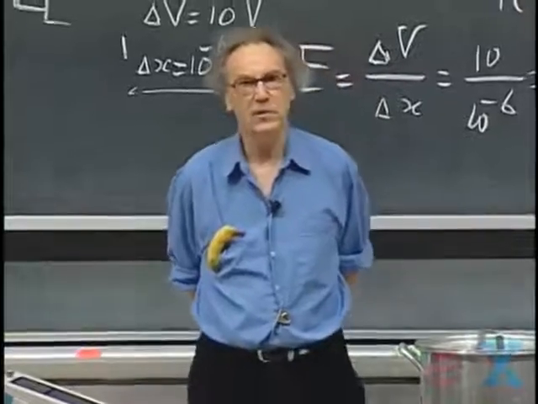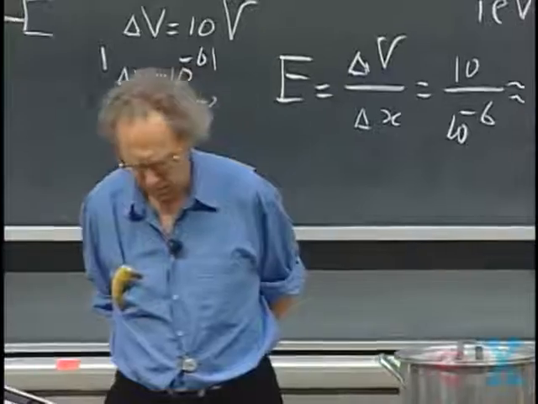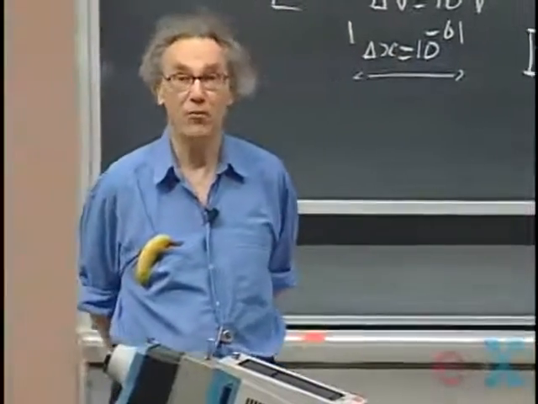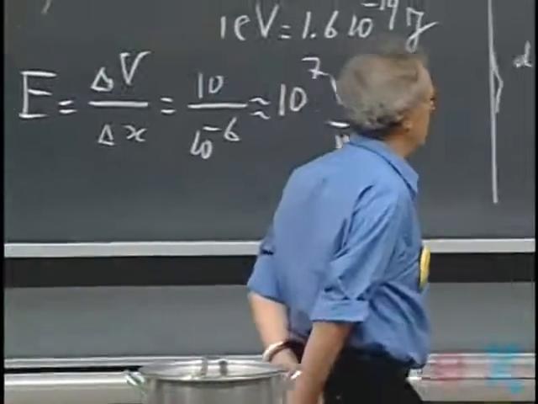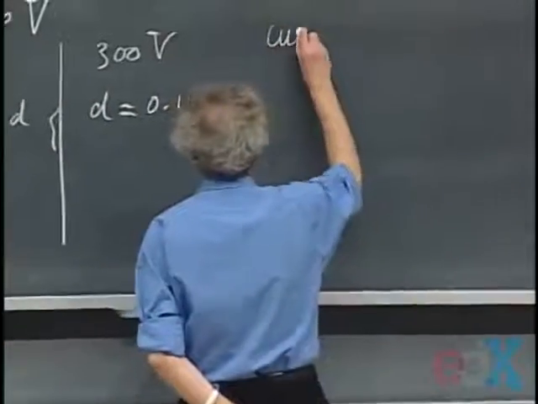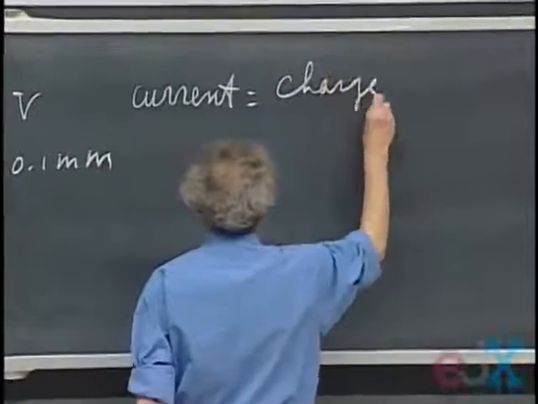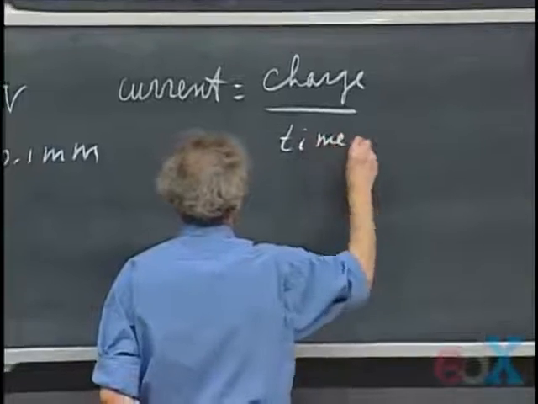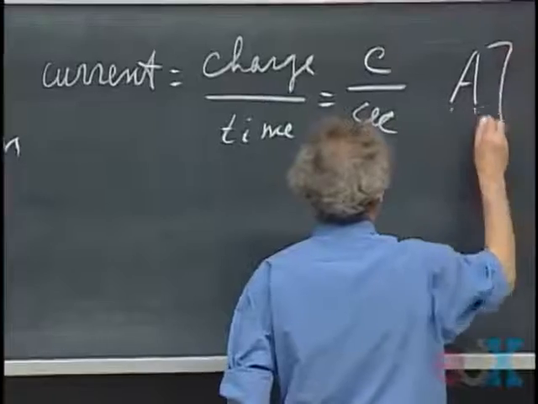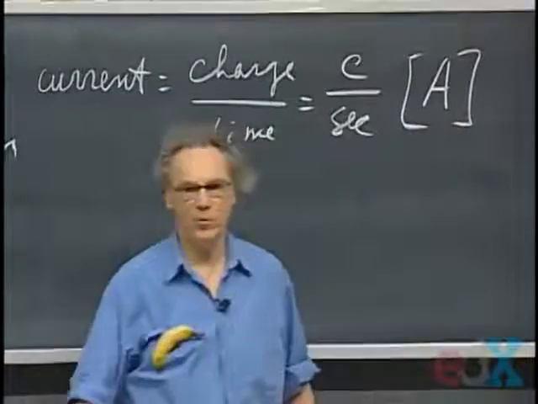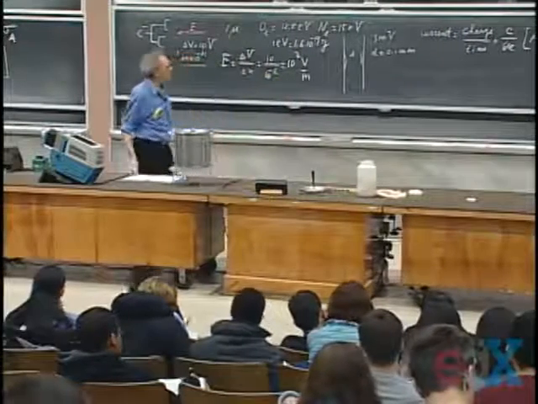Now, of course, high voltage alone doesn't necessarily kill you. What matters is not so much the voltage, but the current that goes through you. And current is charge per unit time. And so in SI units, it would be coulombs per second, for which we write a capital A, which stands for Ampere, the Frenchman who did a tremendous amount of research in this area.